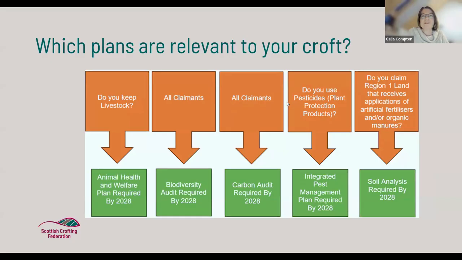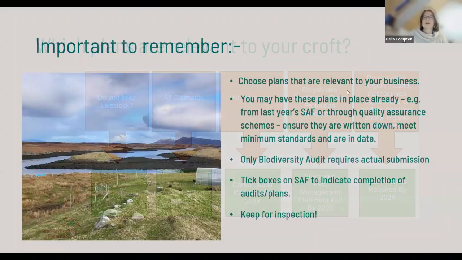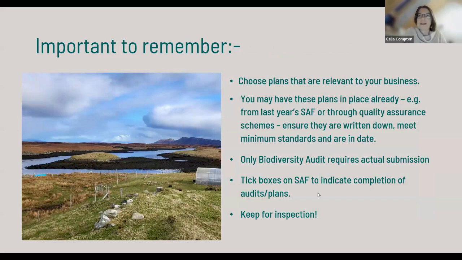All the other plans will be required by 2028, but you may not need to do them if they're not relevant to your croft. So if you don't have livestock, you don't need to do an animal health and welfare plan, for example. So remember, just for your whole farm plan, you just need to choose the plans that are relevant. You may have these plans in place already from last year's SAF or through a quality insurance scheme. The only one that actually requires submission is a biodiversity audit, and you'll hear more about that tonight. For the other plans, you just have to tick a box on your SAF to indicate you've completed it, and then it's wise to keep them just in case you get inspected.